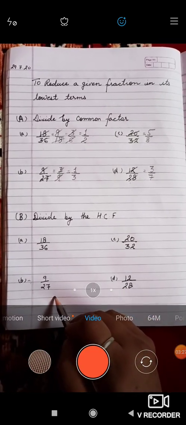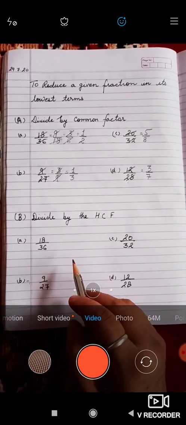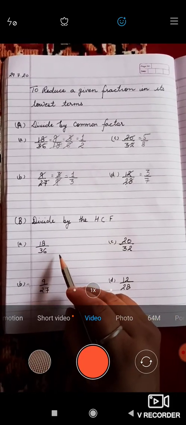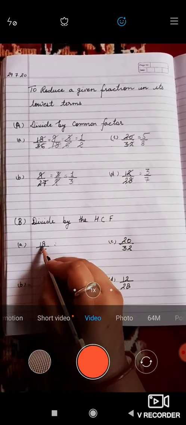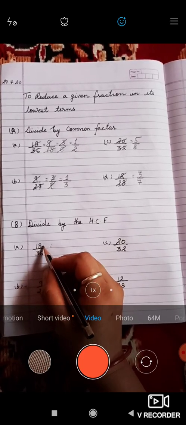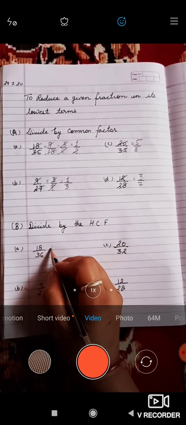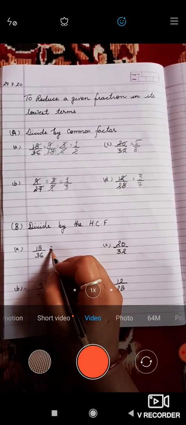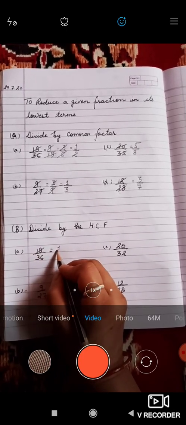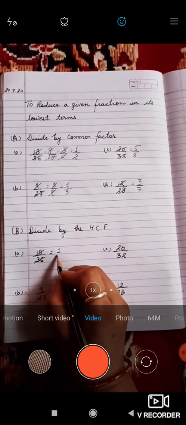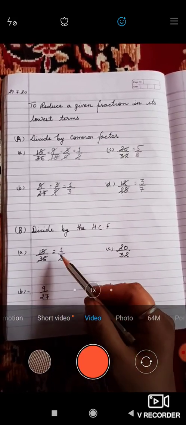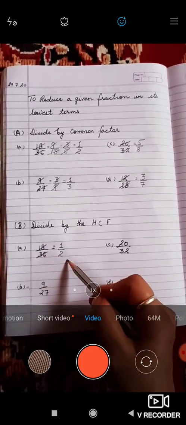Now the other method for converting into lowest terms is to divide by the HCF. In this you have to take the HCF of both the numbers 18 and 36. So the HCF of 18 and 36 is 18 itself. So now you will divide by the HCF. You will divide by 18. So when you divide 18 by 18, you will get 1. And when you divide 36 by 18, you will get 2. So the lowest term for this fraction is 1 upon 2.